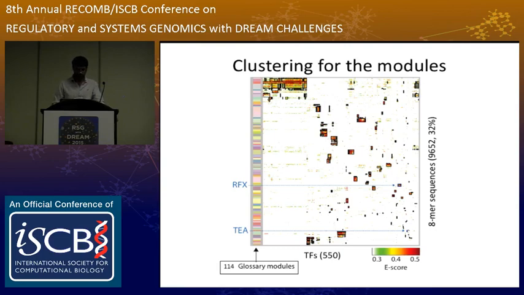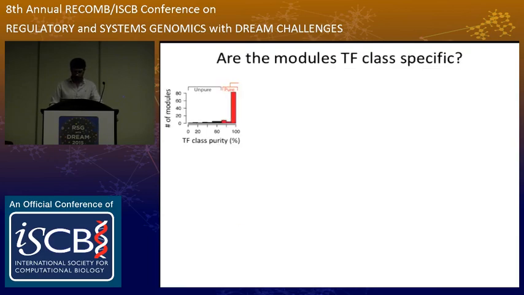And with that, we covered about 30% of the total 8-mer space, and we were able to maintain more than 80% of the initial transcription factors. And if we look at what every module contains in terms of transcription factors, we see that more than 85% of them contain transcription factors from one single family.